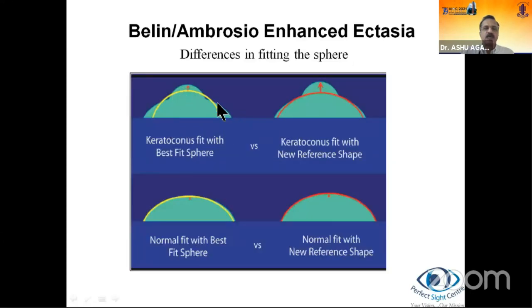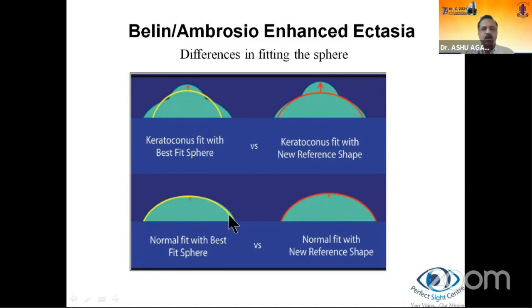So if this were the keratoconus cornea, this is the central bulge. This is the thinnest area. You ignore the 4 mm around it, and this is the best fit sphere for this. If you ignore it, you'll get a best fit sphere like this. And the difference is mapped, and that gives us the enhancement and lets us know that, okay, there's something happening.